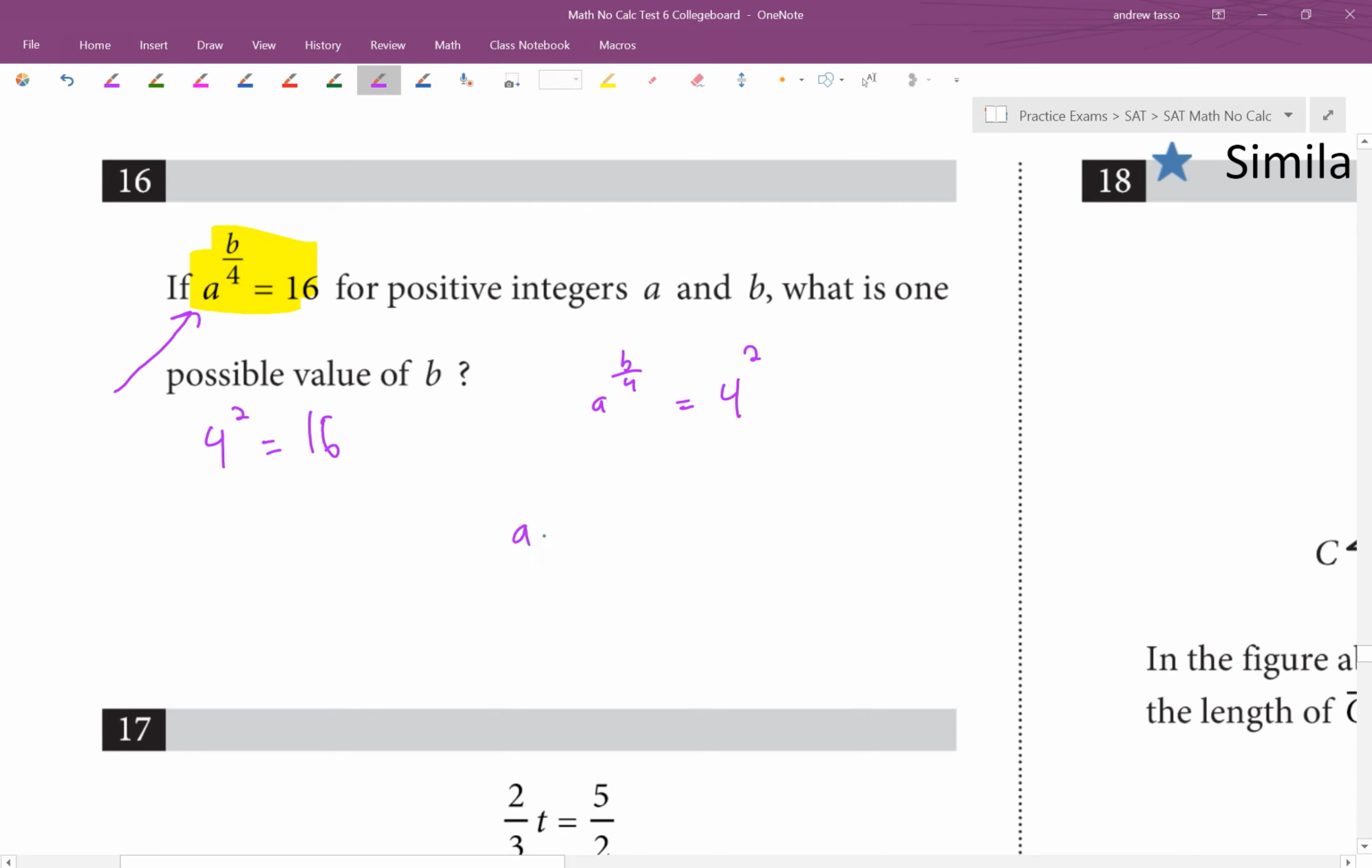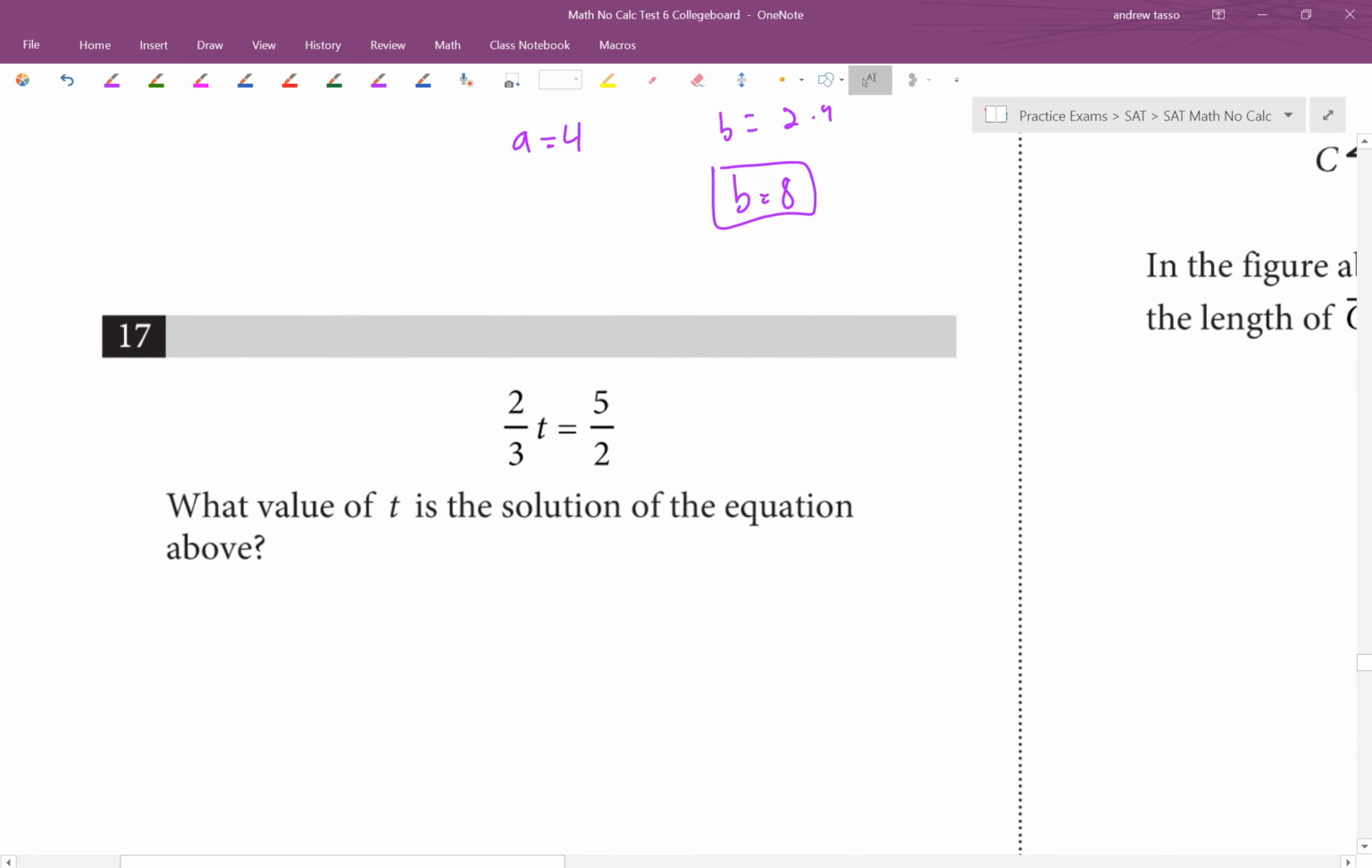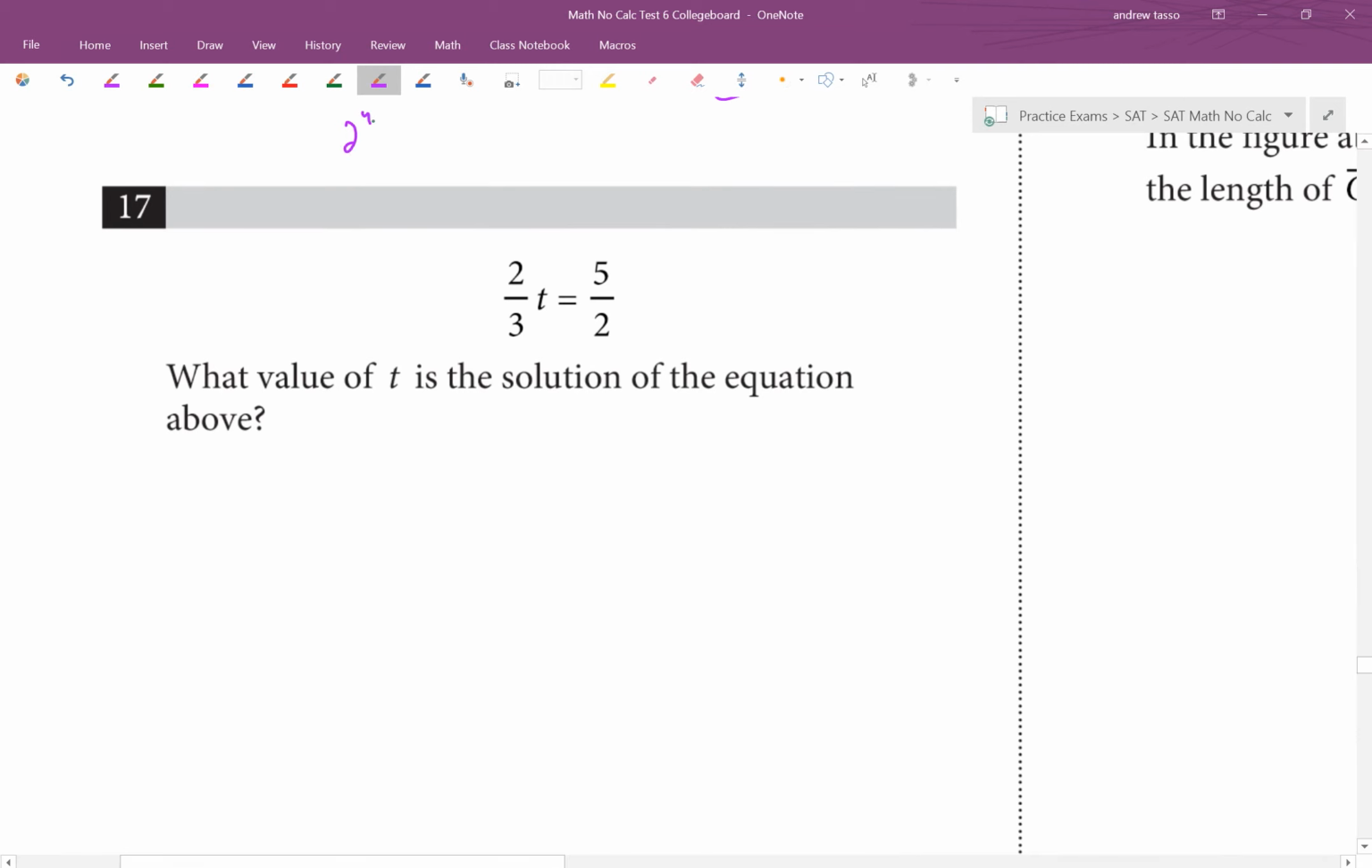And that can be accomplished if A is equal to 4 and if B over 4, the exponent, is equal to 2. Which means that if I multiply by 4 both sides, or simply move the 4 across the equal sign diagonally, I find that B would have to equal 8. And of course you could have also used 2 to the 4th.